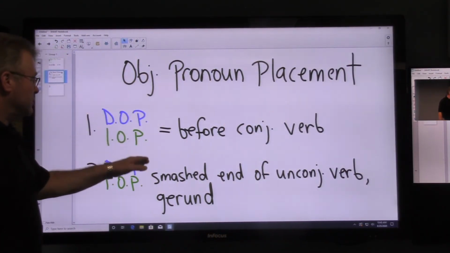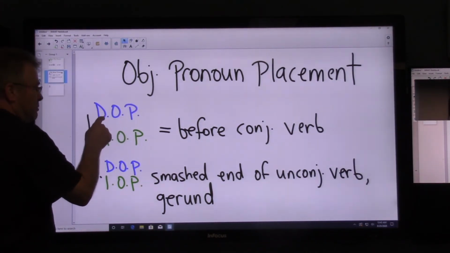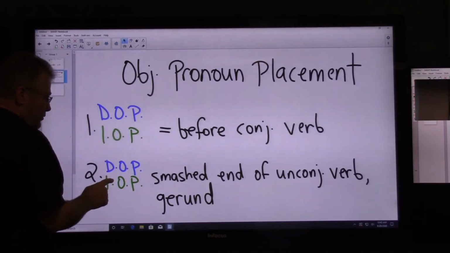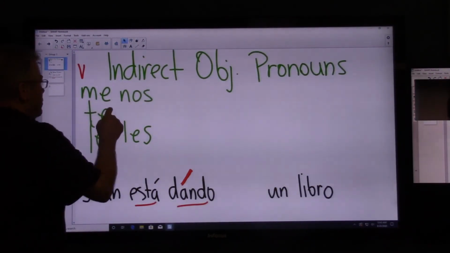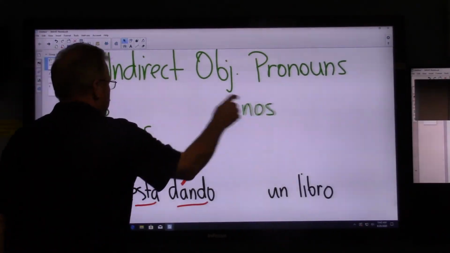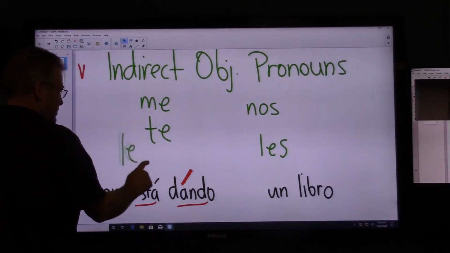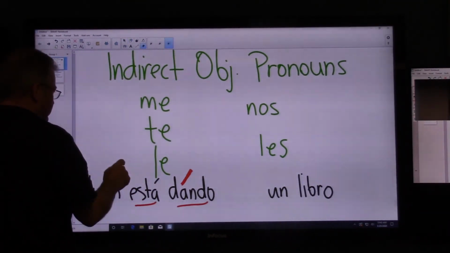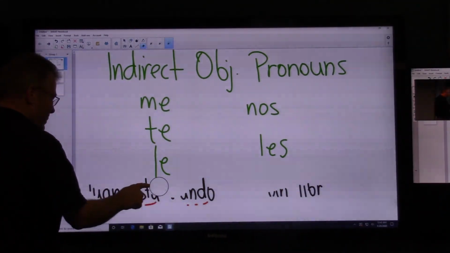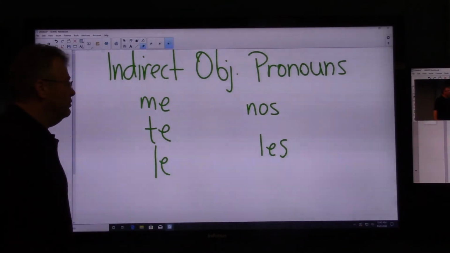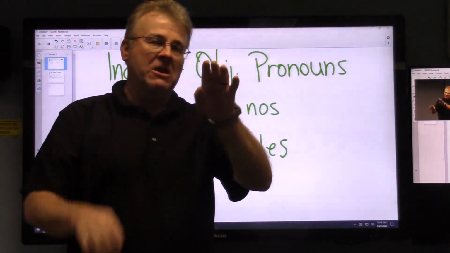So for now, remember these rules for object pronoun placement. We learned them for direct object pronouns. Now we're applying the same rules for indirect object pronouns. Okay? And you can manipulate them accordingly. Okay? These are, again, our indirect object pronouns. Let me get rid of some of this extra stuff. All right? So that will help you for this lesson.